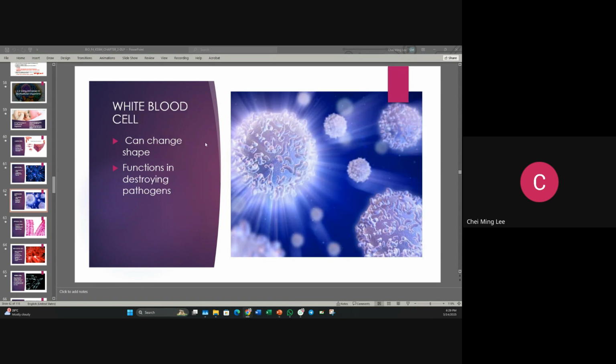White blood cell. White blood cell is actually your defender in your blood. Okay. So it can change shape. The function is to destroy pathogen. Pathogen is actually the bacteria or viruses that can cause disease. Okay. All right. Jot this down.